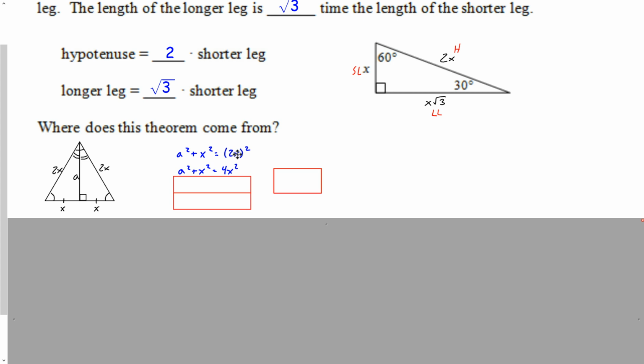So now we're going to subtract x squared from both sides. So we have a squared equals 3x squared. Take the square root to figure out what a is, and then simplify, and we would find that a is always going to be x times the square root of 3. And that a in this case represents the longer leg of that 30, 60, 90 triangle.